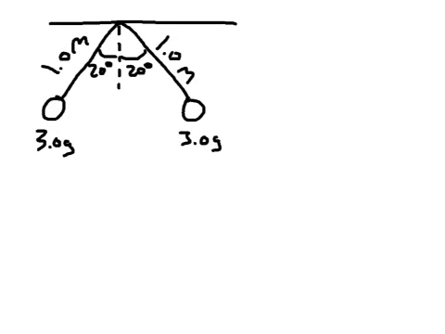Let's take a look at another example. Here we have two 3-gram spheres that have been charged equally, hanging from 1 meter long threads. We don't know what the charge is. We do know that these were charged equally, and what we want to do is figure out what that charge was. So we're going to start by drawing a free body diagram for each sphere, for this sphere and this one. On the left-hand sphere, we're going to have a weight here.